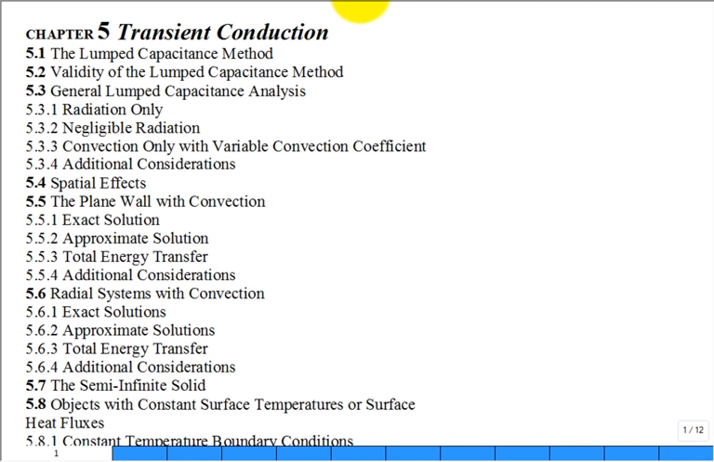So we're moving into Chapter 5. The title of the chapter is Transient Conduction. We're not done with conduction yet. We haven't moved our focus over to convection and radiation. We're going to do that soon, but we're still in conduction, and we have transient conduction.